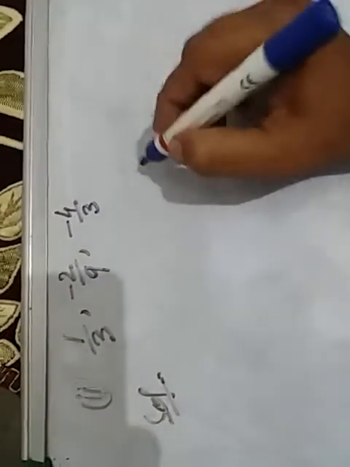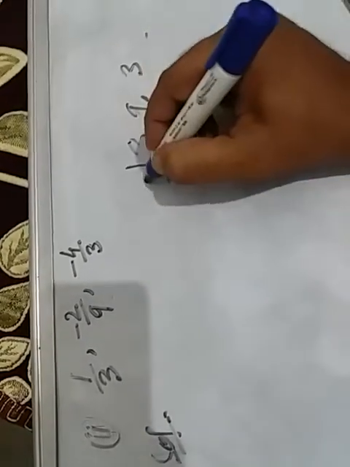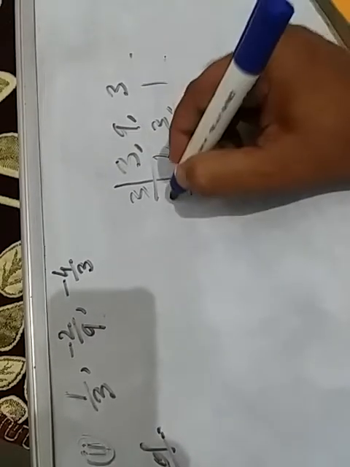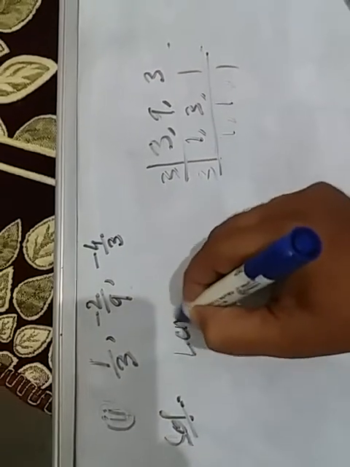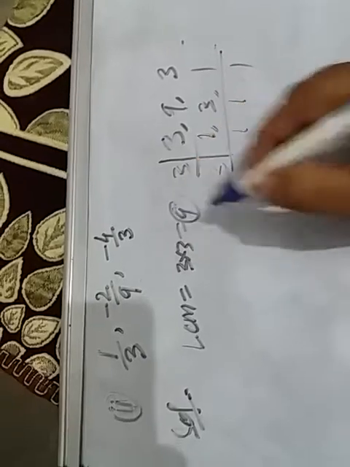Let us find out the LCM. LCM of 3, 9 and 3. Dividing by 3: 3 ones are 3, 3 threes are 9, 3 ones are 3. Okay children, so what is the LCM equal to? LCM equal to 3 into 3 equal to 9. LCM is 9. Now what is the next step?